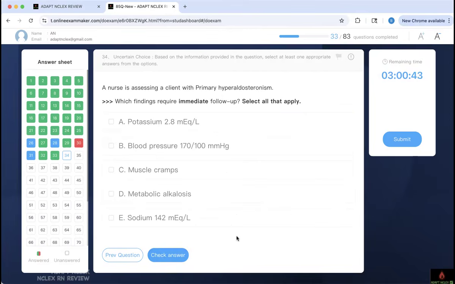Which finding requires follow-up? Bad stuff. Potassium 2.8, blood pressure 170/100, muscle cramp, metabolic acidosis, and sodium of 142. What do you think? If you have too much aldosterone, what do you think? Pick your answer, let me know. But I can tell you, if you have too much aldosterone, your sodium is supposed to be high. 142 is good.